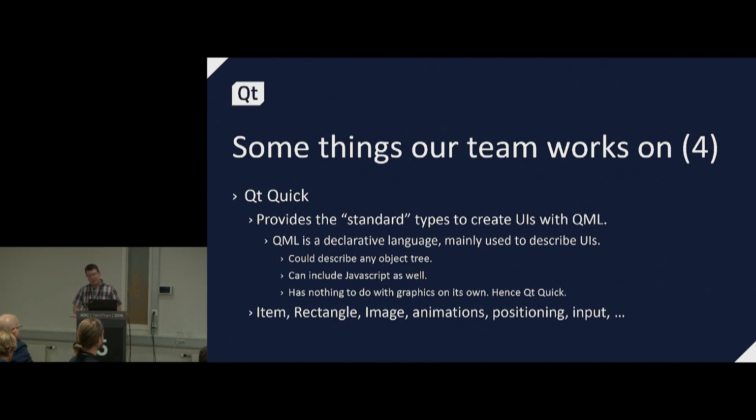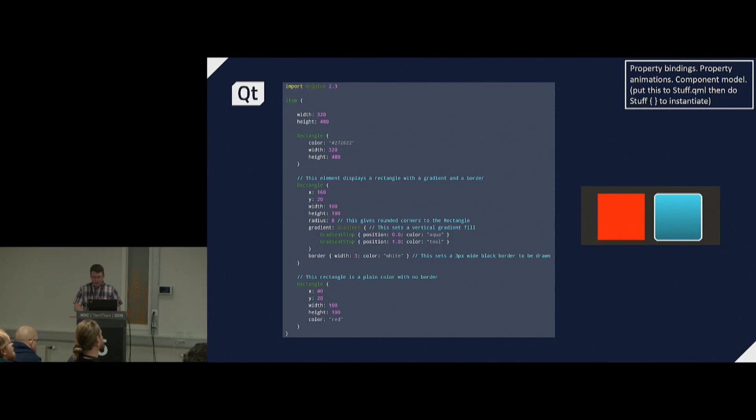But it's important to note the distinction between QML and Qt Quick, even though we use this kind of interchangeably, because QML is just the language and the engine, and Qt Quick is a library that provides these types like item, rectangle, image, providing animations, positioning, input, whatnot. So really the visual, the graphical things. Yeah, well, we saw an example for rectangles, so we probably don't need this.